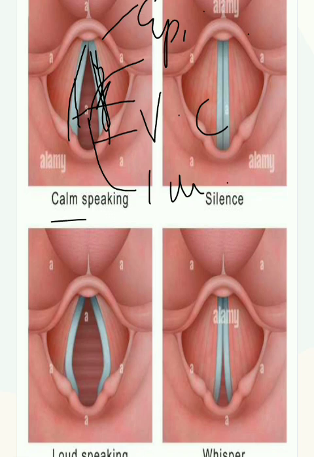When you are speaking calmly, this is how your vocal cords are, and when you are silent, they are not stretched. When you whisper, they are slightly open, and when you speak loud, they are stretched a lot.